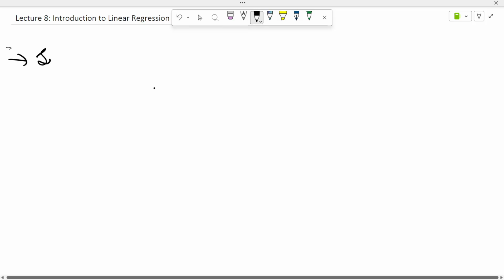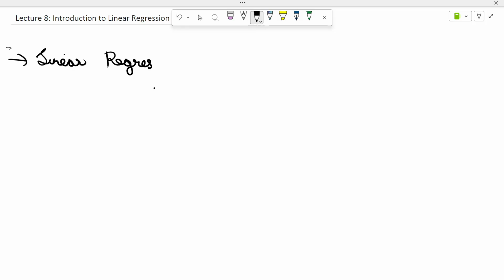This is lecture 8 of our machine learning series at beginner level, Introduction to Linear Regressions. In this lecture, mainly we will discuss the linear regression algorithm, where it is used, what kind of data it can be used on, what exactly a linear means, and what it means when we say regression.